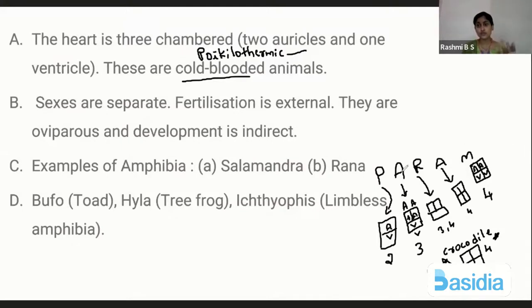And sexes are separate. Male frog is different, female frog is different. Fertilization is external. And they are oviparous. Oviparous means egg laying. They are egg laying, and development is indirect. Obviously, you have a tadpole. Yes, snake is also cold-blooded, I'm coming to that point. So, best examples for amphibia: Salamandra, Rana. Rana is nothing but the Indian frog. Also toad, Hyla, tree frog. Ichthyophis is another important amphibian example because it is a limbless amphibian, children.